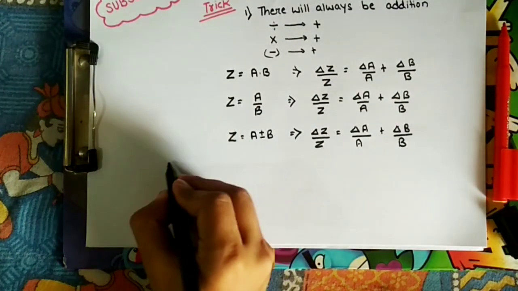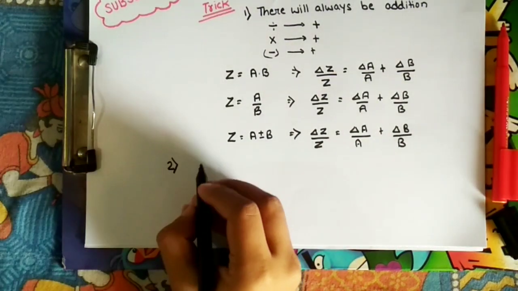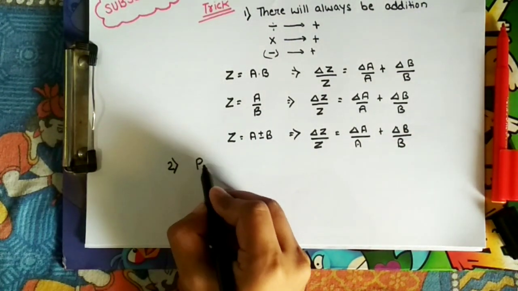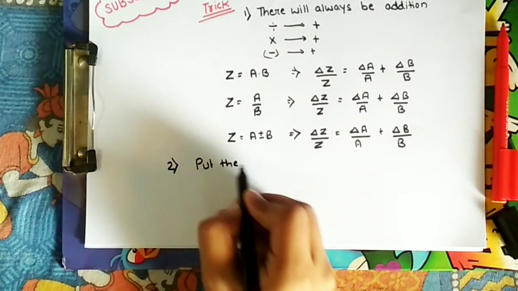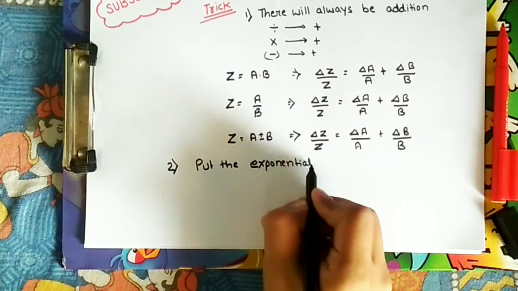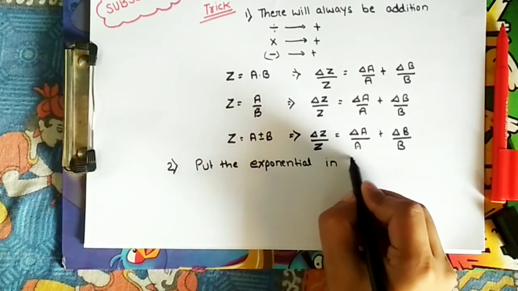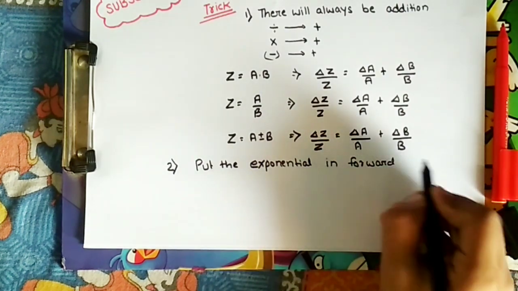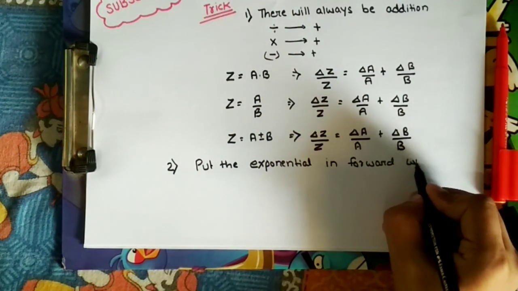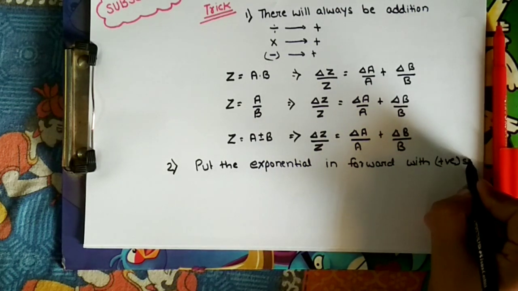And the second rule is: put the exponent in front with a positive sign.